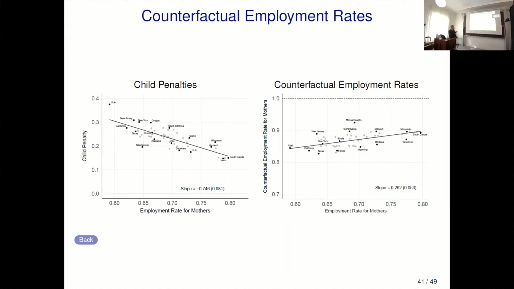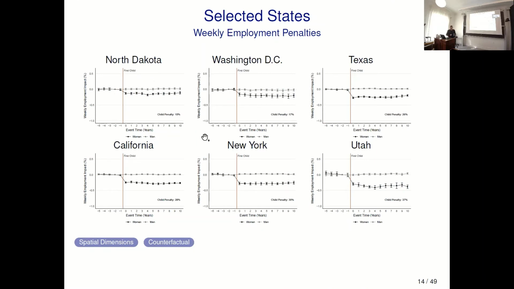And then if you add the child penalty back into the employment rate, you can back out the counterfactual employment rate for mothers. That is what the employment rate would have been if not for the impact of children. And then this graph, plotted against the employment rate, is much flatter, right? If you look across US states, the variation in the actual employment rate is almost 25 percentage points, whereas the variation in the counterfactual employment rate, without the child penalty, is not much more than 5 percentage points. In other words, most of the variation in employment rates comes from these child penalties. Okay, so that's some of the cross-sectional variation across states.